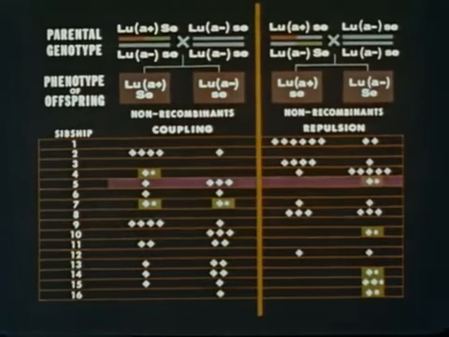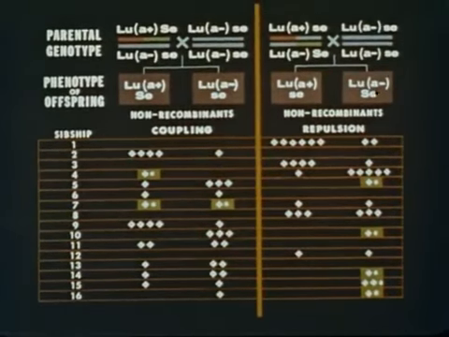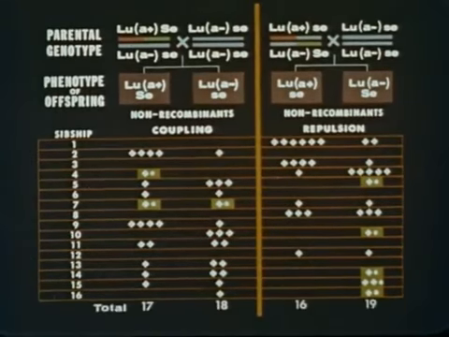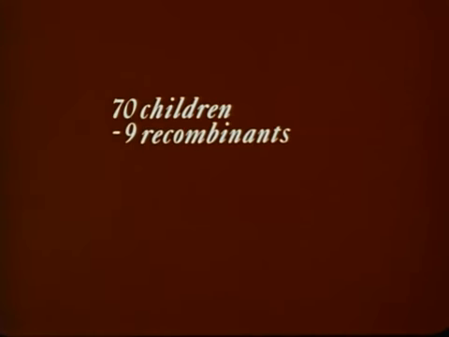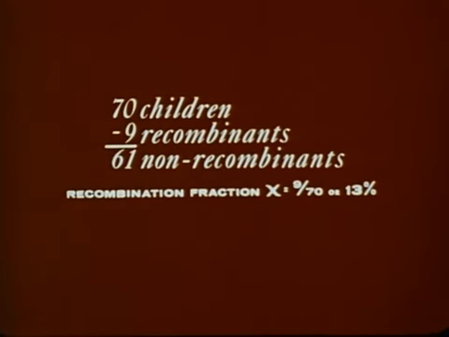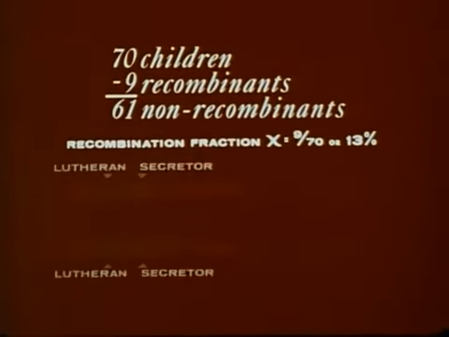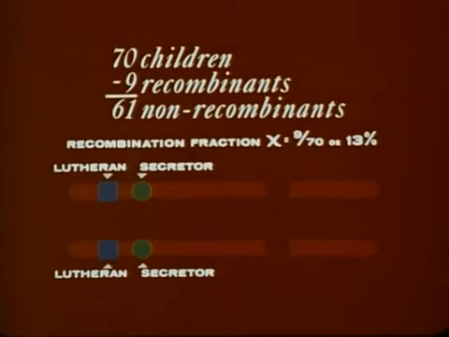The same reasoning applies to the 6 other families, where the indicated individuals are considered to be recombinants. The total number of offspring in each class is about equal. Thus, no clue of linkage is provided. In all, 70 children occurred in these families. Of these, 9 are recombinants and 61 are non-recombinants. Thus, the recombination fraction, chi, is 9 out of 70, or 13%. It is concluded that the Lutheran and secretor loci are on the same chromosome and about 13 map units apart.